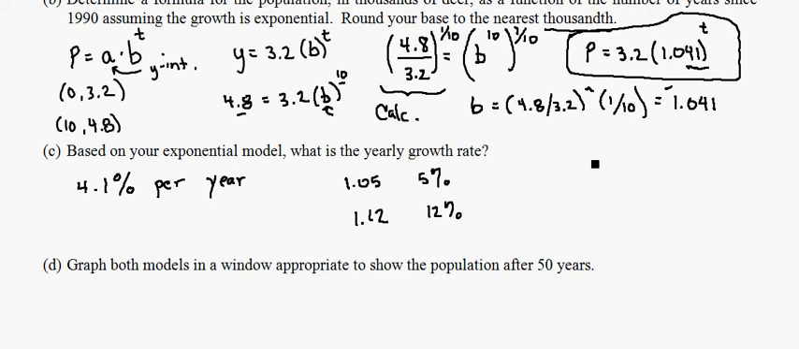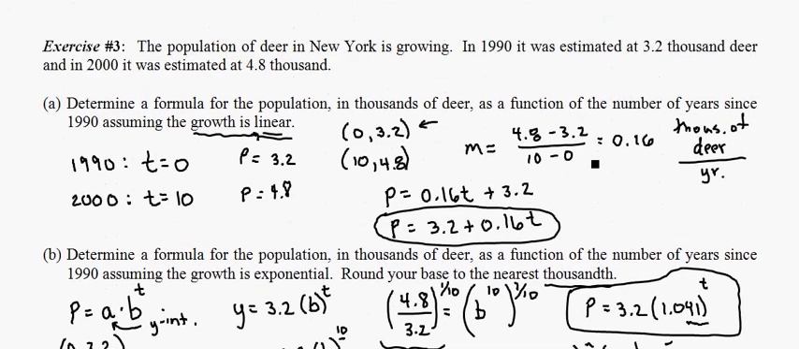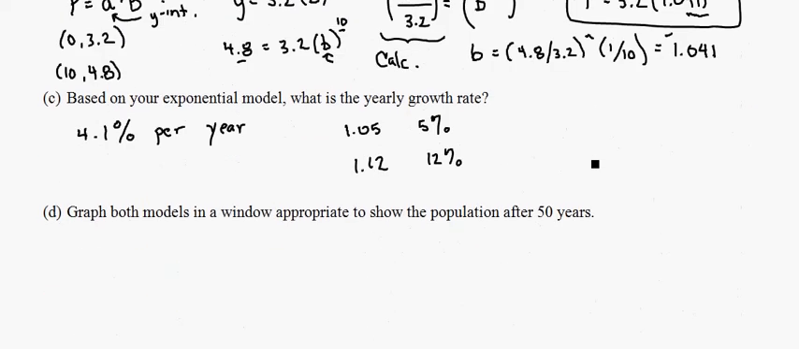So pretty nice, right? Just by solving this, we can tell the percent growth rate. That's kind of analogous to going up to letter A and knowing that the linear growth rate, the additive growth rate, if you will, is that 0.16 thousandths of deer per year. Here, this really does have units. It's 4.1% per year. All right.